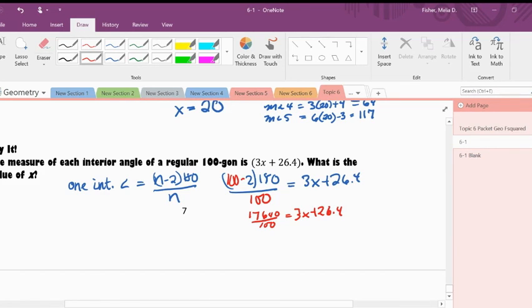And if we divide that by 100, we get 176.4 equals 3x plus 26.4. Subtract 26.4 from both sides of the equation, we get 150 equals 3x. And dividing both sides by 3, we get that x equals 50. And we just wanted to know what was the value of x, and so there we go.